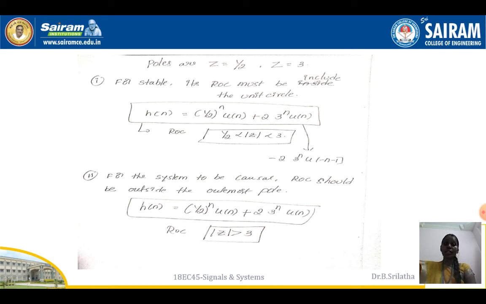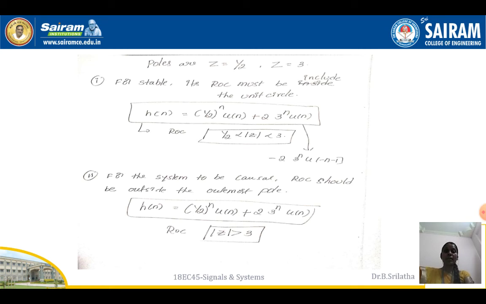This is the normal condition. If we write h(n) for the stable system, the ROC should include the unit circle. So for the pole at z = 3, we have to take |z| less than 3 for the stable system. So our expression is (1/2)^n u(n) - 2(3)^n u(-n-1). Clear? This is for the stable system. This 3 should be outside the unit circle, so |z| should be less than 3, not greater than 3. Then only will the ROC include the unit circle.